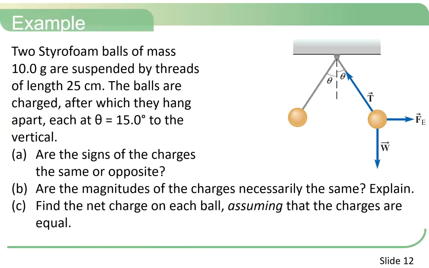Okay, so I have a couple examples. I'm going to work this first one. You're going to work the second one. So the first one, two styrofoam, and I'm going to ask you the questions A and B because those are not calculation. Two styrofoam balls of mass 10 grams are suspended by threads of length 25 centimeters. So we have 25 centimeters here and 25 centimeters there. The balls are charged. We don't know what their charges are. After which they hang apart, each at an angle of 15.0 degrees from vertical. So there we have the angles.